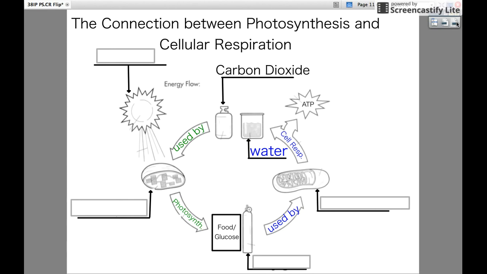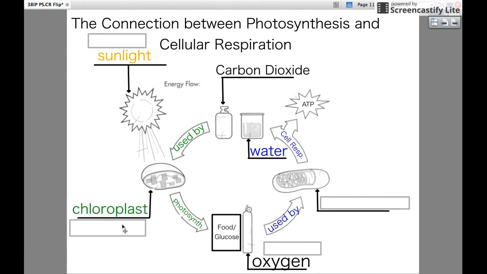Right, I already told you that it's the same equation, just backwards. But now here we can kind of see how they work together. So you should already have carbon dioxide filled in on your paper. You should already have oxygen filled in on your paper. And you should have the arrows filled in. The first blank I want you to fill in is this little beaker of liquid is supposed to represent water. The sun is hopefully clearly representing sunlight. This little organelle right here is representing the chloroplast. And this organelle right here is representing the mitochondria.